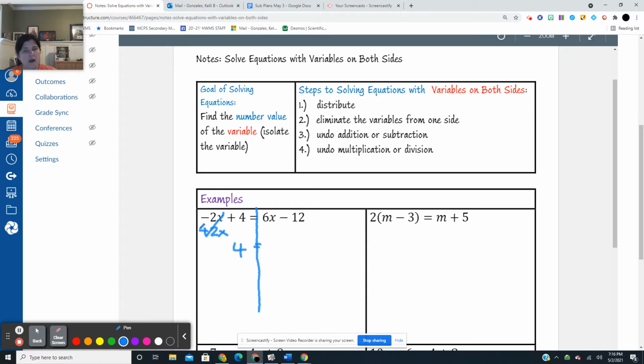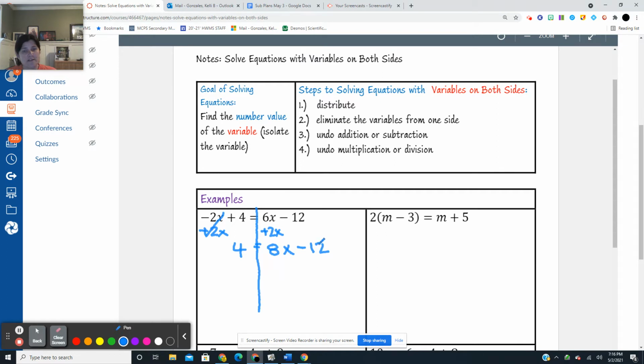But now I added 2x to one side, so I have to add 2x to the other side. And if we remember back to our combining like terms, we have to add x's to x's. So when I add the two x's, they're going to go with the 6x, not the minus 12. X's can't be grouped with 12s, with just numbers. So 6x plus 2x is 8x. And then we bring down the minus 12.